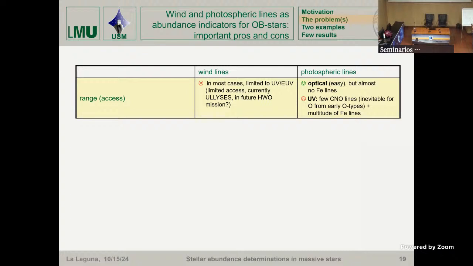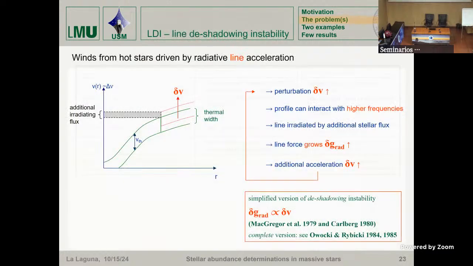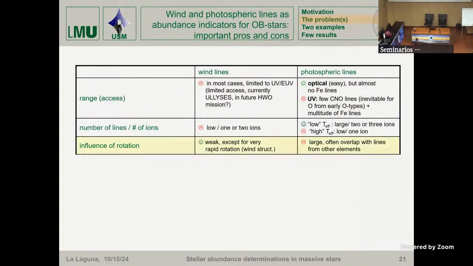In the photospheric lines, we have the optical ones, which I just showed you. And in the ultraviolet, we have these few photospheric lines from oxygen, which might be inevitable, and a multitude of iron lines. The number of lines and the number of ions is limited for the wind lines. For the cool O stars, it's okay. For the hot O stars, it's no longer okay.